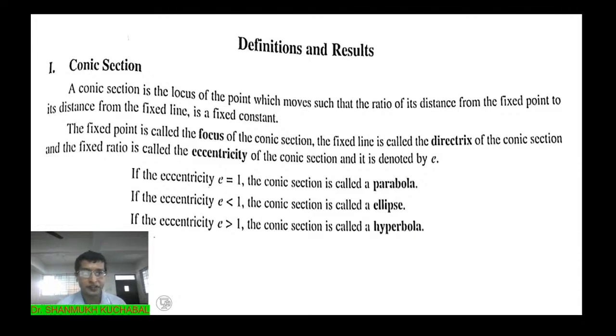This is the concept we will study today. Circles also come in this. Okay, so basically we will understand what is meant by a conic section.